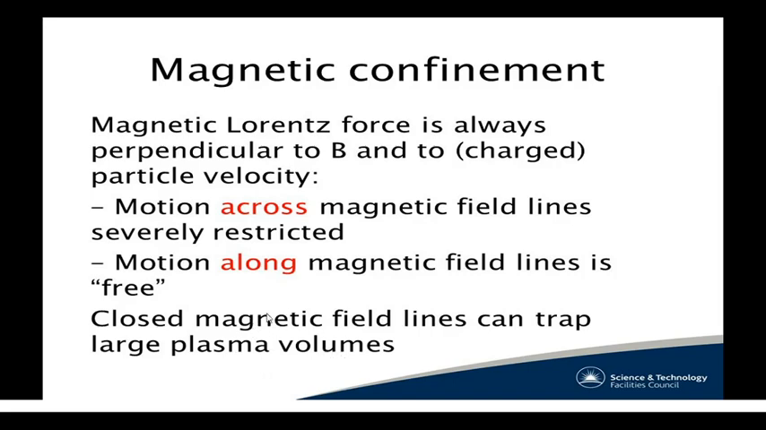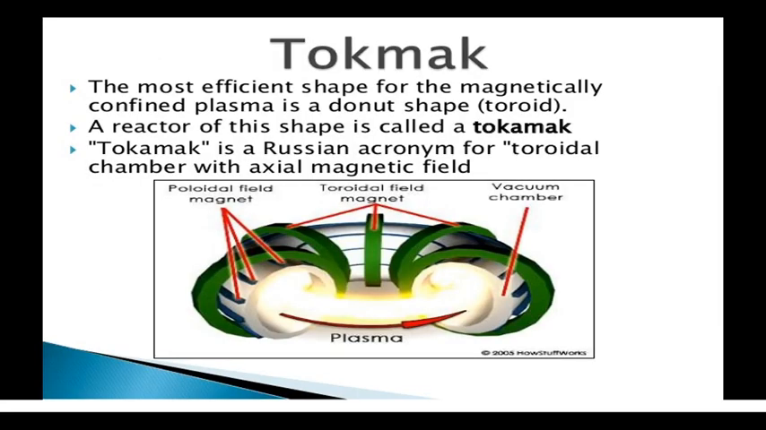So this is the main principle behind the magnetic confinement of plasma. That is, the closed magnetic field lines can trap plasma. For example, this is the tokamak, that is the reactor. The most efficient shape for the magnetically confined plasma is a donut shape or toroid shape.